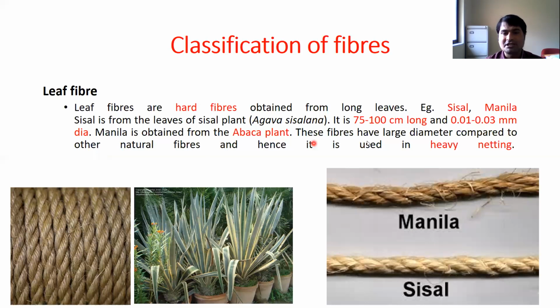These fibers have large diameter compared to other natural fibers, and hence they are used in heavy knitting. Because of this property, we use these leaf fibers in heavy knitting, where we have more weight to lift, or more power is required to haul or tow the nets. So there we can use leaf fiber. You have to remember all the scientific names: abaca plant, Agave sisalana, manila, sisal, and their length and diameter, and where we are using them, their usage.